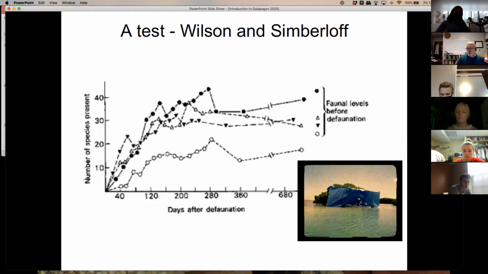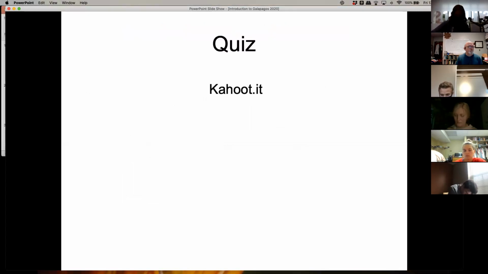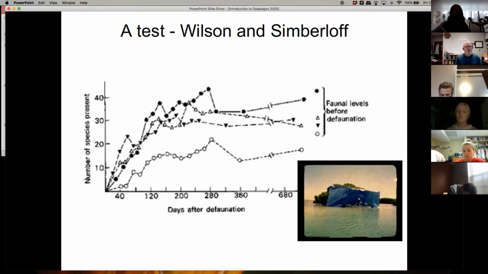And so this has been one of the ideas in ecology that has had a really long-term staying power in terms of explaining this particular thing. So that's the theory of island biogeography.